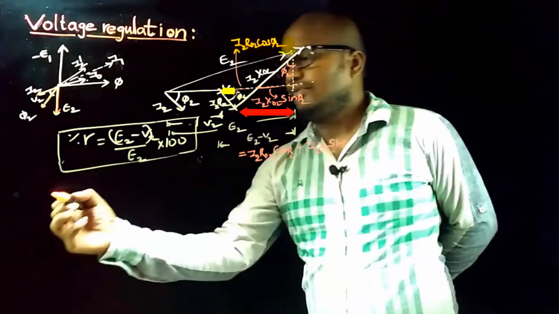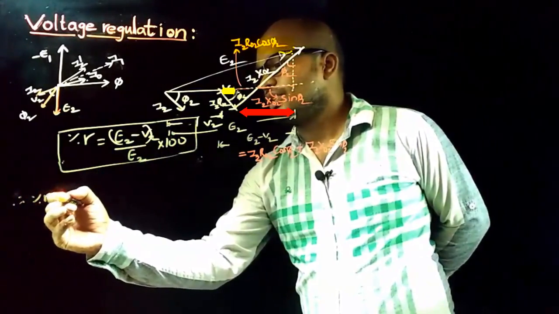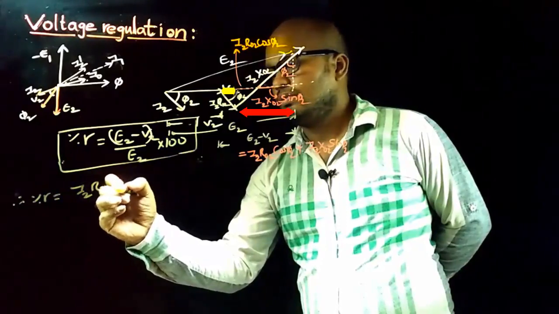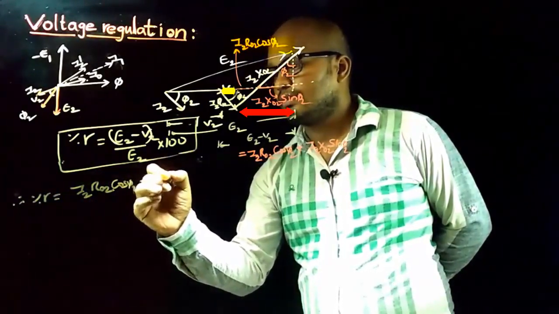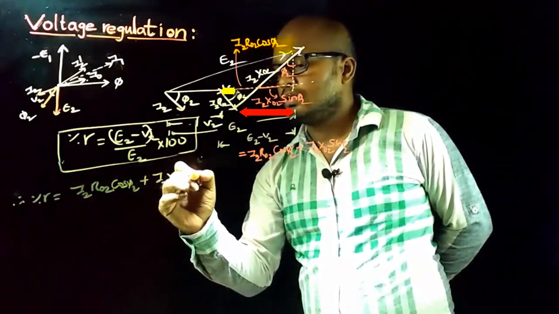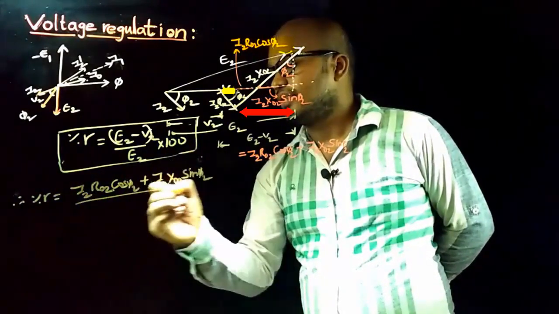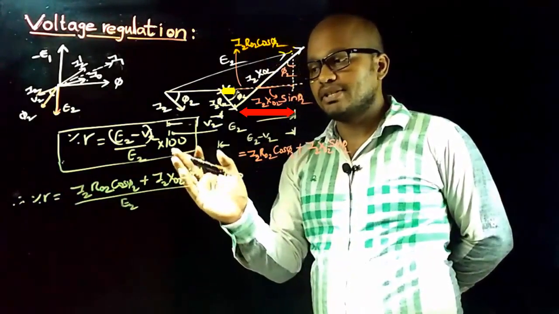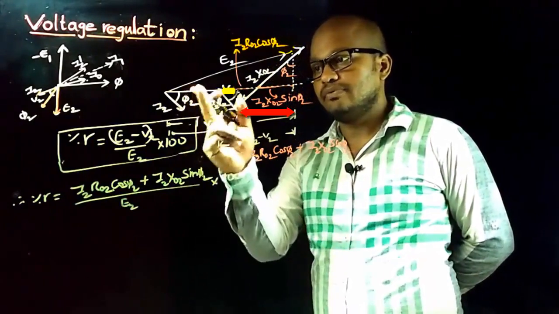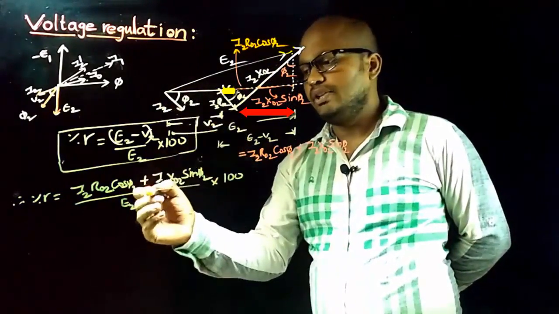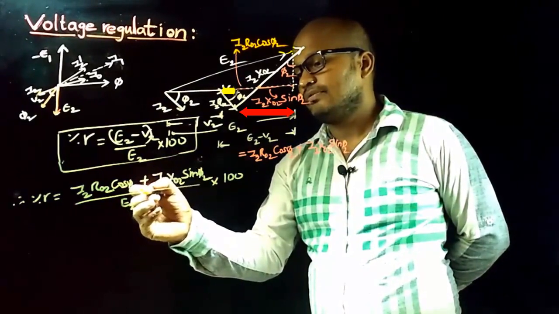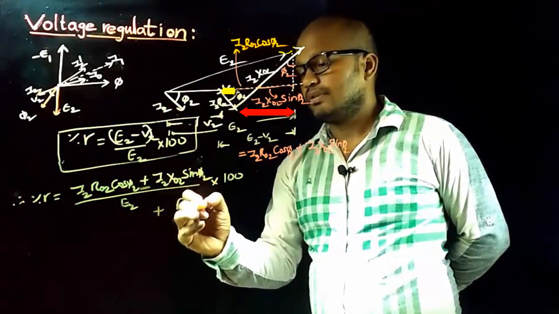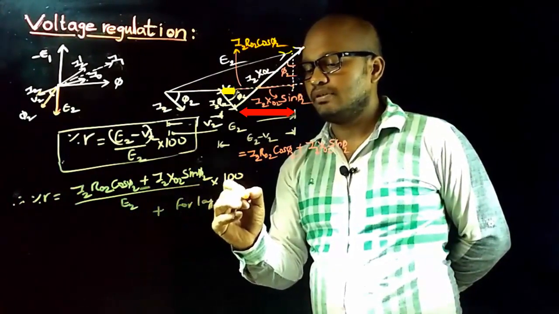Therefore, the formula for percentage voltage regulation is equal to (I2 R02 cos phi 2 plus I2 X02 sin phi 2) divided by E2, into 100. This is the percentage regulation formula for lagging loads, because we considered a lagging load here, and for leading loads, in place of plus we will get minus. So plus for lagging load and minus for leading loads.